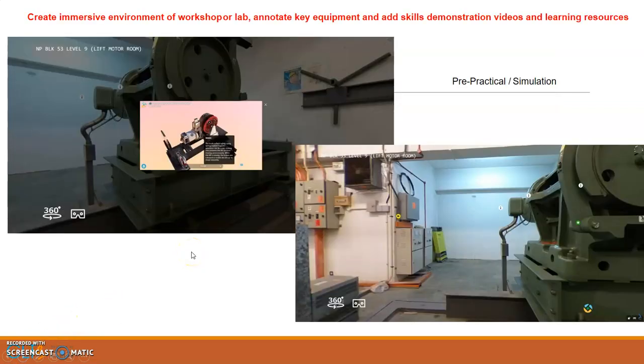There's another one, possibly by the Design and Environment HLFM course, where they talk about the various building facilities. So there's this immersive environment that they've built. They annotate various key equipment, posted on these various little icons, and there are some skills demonstration videos and learning resources.